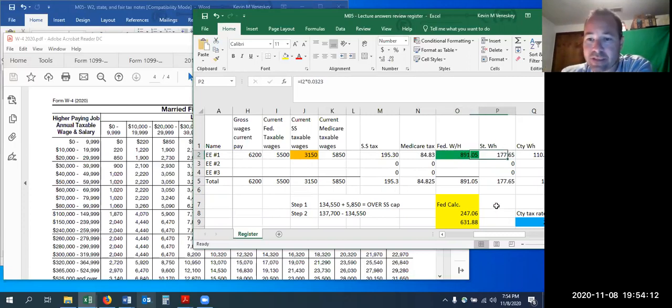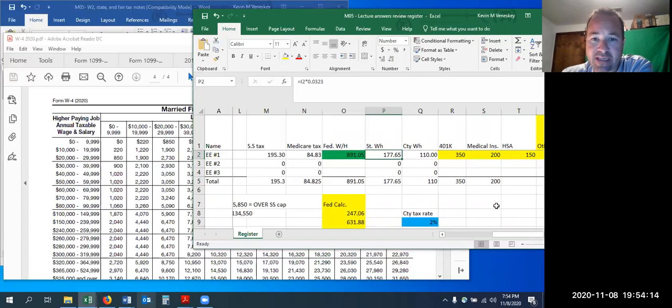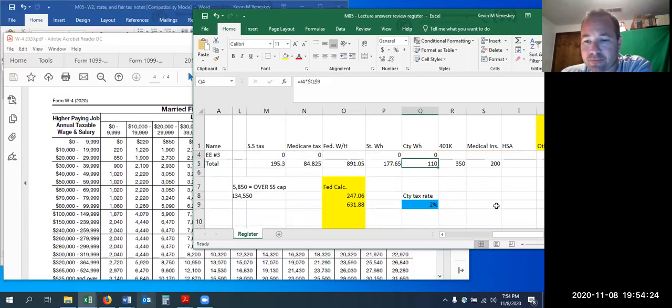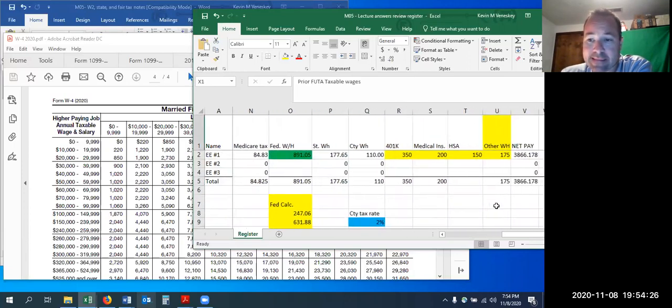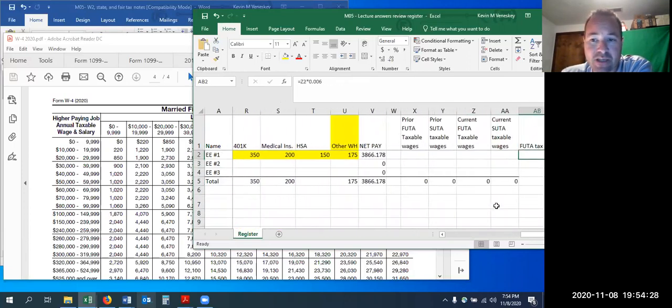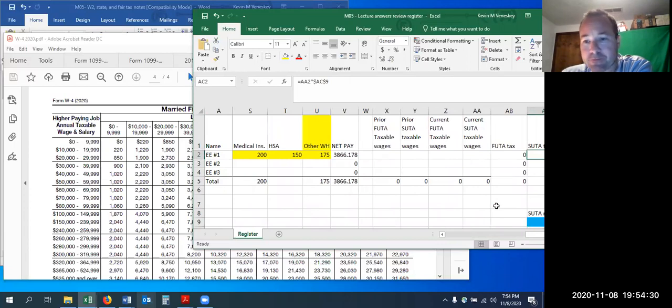All right, it tells us we're in the state of Indiana, so that is 0.0323%. It told us the county was 2%. I filled that in down here. And that brings me to my net pay. Notice there's nothing over here for the FUTA and SUTA, and that's simply because we're way over the cap. Didn't even need to know that information for this one.